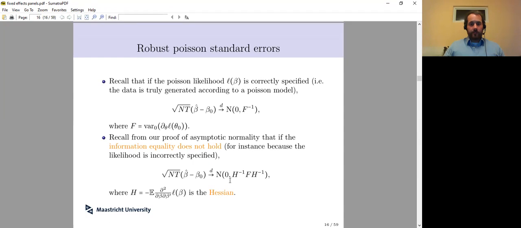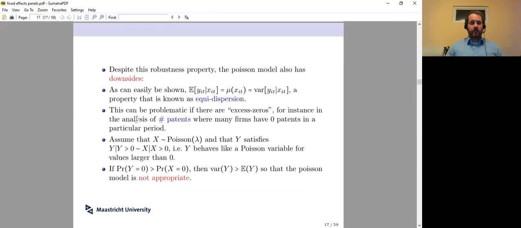What you would do is that you estimate the coefficients with Poisson, but the standard errors you estimate with a robust sandwich estimator. So you estimate the Hessian. This can easily be done: take the second derivative of the likelihood. Then you estimate the Fisher information, the square of the score, this thing here. And then you do this sandwich estimation. And this will then be consistent for the standard errors, even under misspecification. So this is a very nice robustness property of the Poisson model.